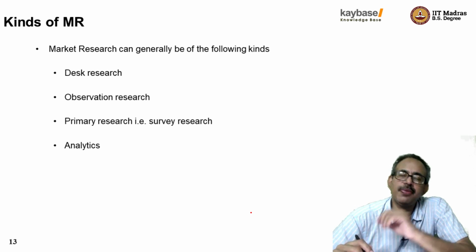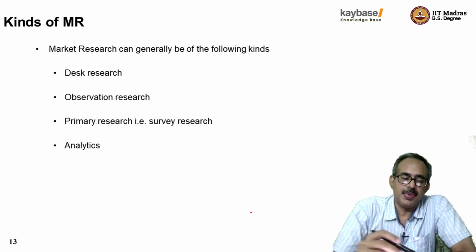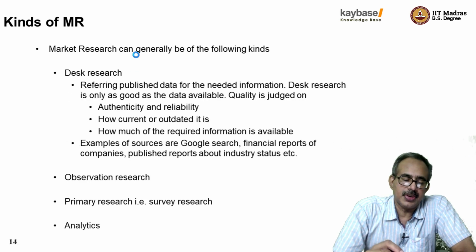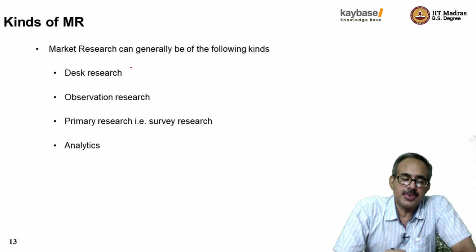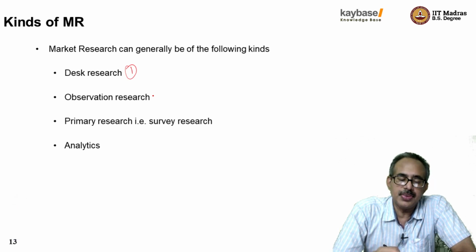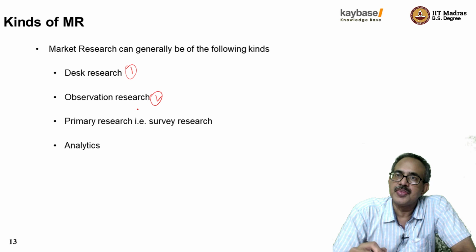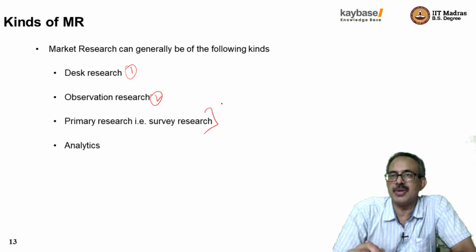So market research can be of four kinds. Number one is something called desk research. Number two is called observation research. Number three, and this is the main thing that we do, is primary research or survey. Many people just call it survey.